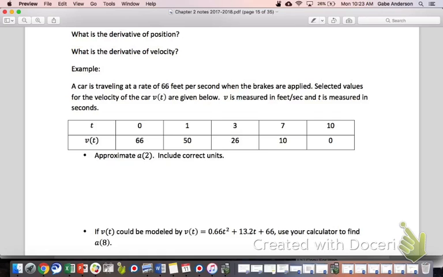So what is the derivative of position? We talked about this before. Velocity. It is a velocity curve. Yep, velocity function. What would you guess then is the derivative of velocity? It is acceleration. That is correct. So acceleration is how fast velocity is changing.